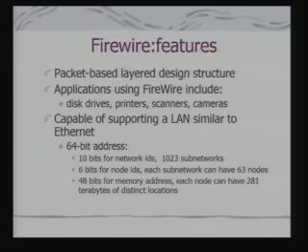10 bits are for network IDs, so you can have 1023 sub networks. 6 bits are for node IDs, and each sub network can have 63 nodes. 48 bits are for memory addresses, so each node can have 281 terabytes of distinct locations. So, devices, that is ports on the devices, are directly addressable in this way.